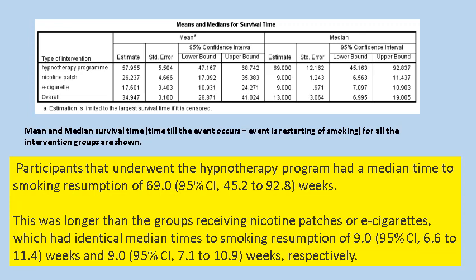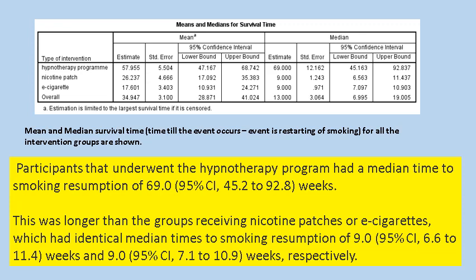Okay. The same, you can present the mean survival period also, mean time to smoking resumption or mean time to event. For the hypnotherapy program it was 57.955 weeks, and a 95% confidence interval of the mean was from 47.167 to 68.742 weeks. So this was longer than groups receiving nicotine patches or e-cigarette.